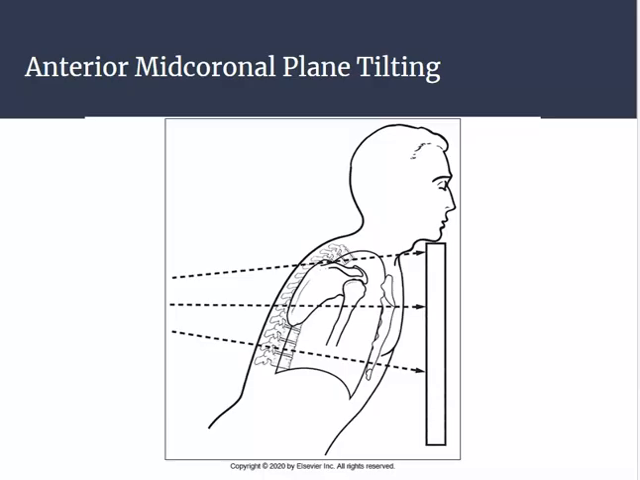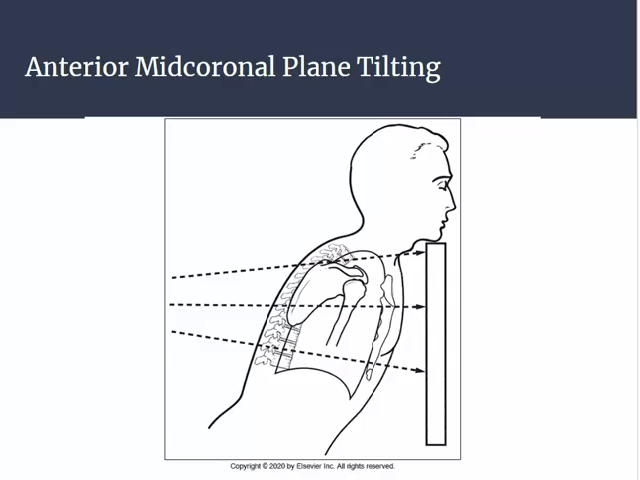Let's move on to mid-coronal plane tilting. Plane tilting tends to foreshorten the lungs and the heart, again resulting in distortion. So we must maintain that the mid-coronal plane stays parallel with the IR.